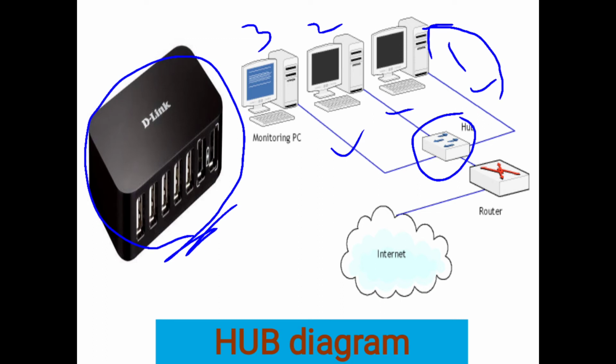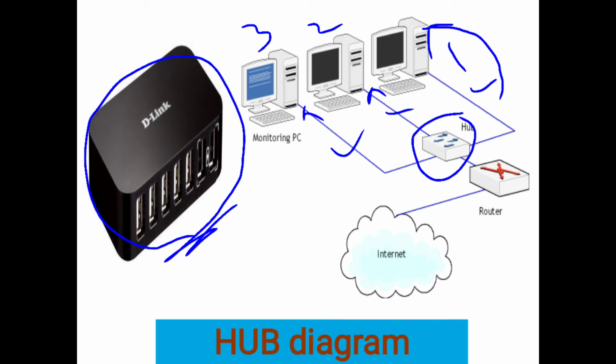At the back side of the CPU there is an Ethernet port, and it is available here also. So we will have one Ethernet cable connected to each of these CPUs. So where are we going to put the second end of this Ethernet cable? The second end, which is coming from each of the CPUs, will be installed here in the hub. That is the role of the hub in the local area network.